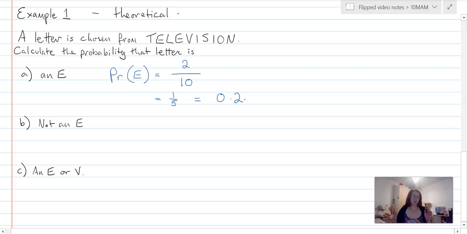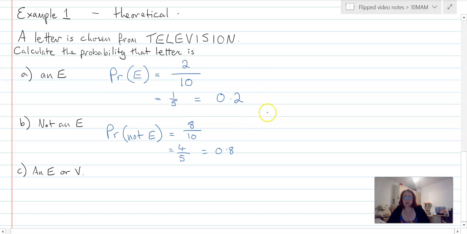Right, so because there are 2 E's in television, the probability of selecting an E from our hat, bag, whatever we've got the letters in, is 0.2. Now the probability of selecting not an E, so probability of not E. Well, there's 8 other letters here that are not E's. So it's going to be 8 out of 10, or I can do maths, that's going to be, oh, I'm terrible at maths today, 4 out of 5, which is equal to 0.8.